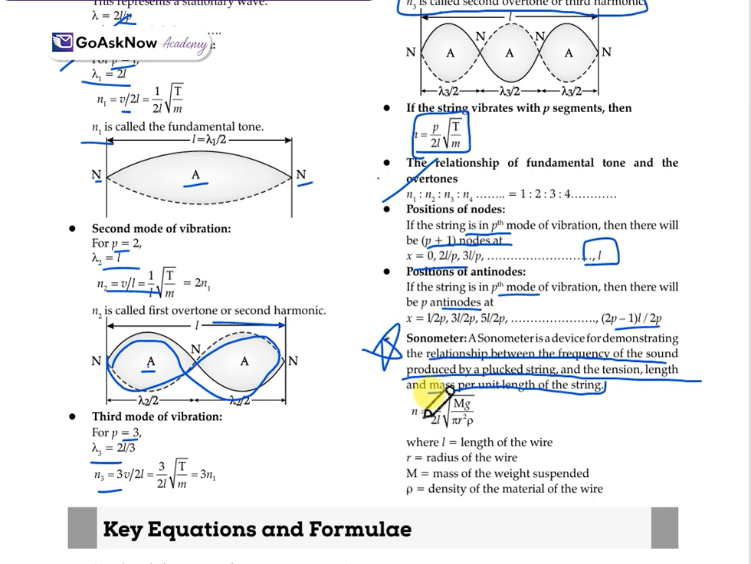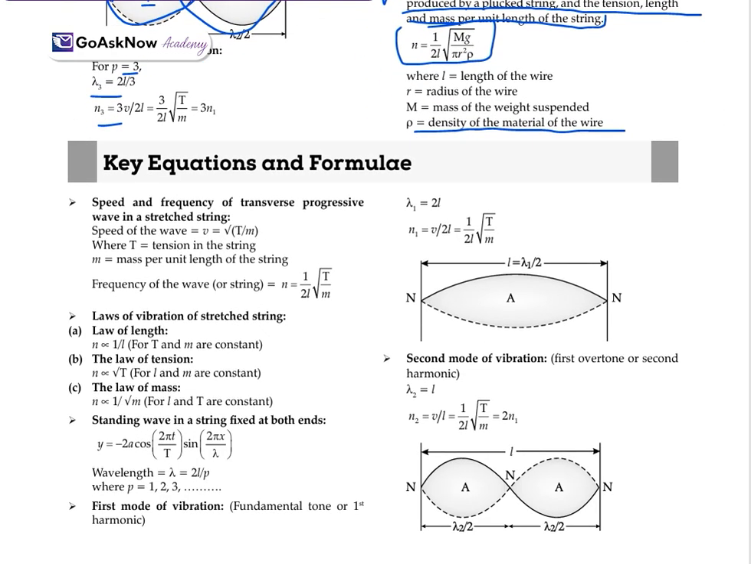So here, N will be equal to 1 upon 2L and the square root of mg upon pi r square rho. This is the equation where L is the length of the wire, r is the radius, m is the mass of the weight suspended, and rho is the density of the material of the wire. So this is the equation for the sonometer, a device demonstrating the relationship between the frequency of sound produced by a plucked string and the tension, length and mass per unit length of the string.